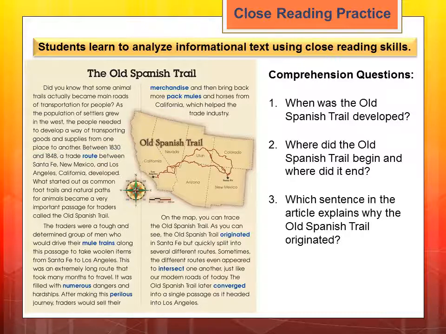Number 2. Where did the Old Spanish Trail begin, and where did it end? Again, the students would go back to the text and analyze it to find evidence to support their answer. And finally, number 3. Which sentence in the article explains why the Old Spanish Trail originated? Again, the students would go back to the text and find information to serve as evidence for their answer.